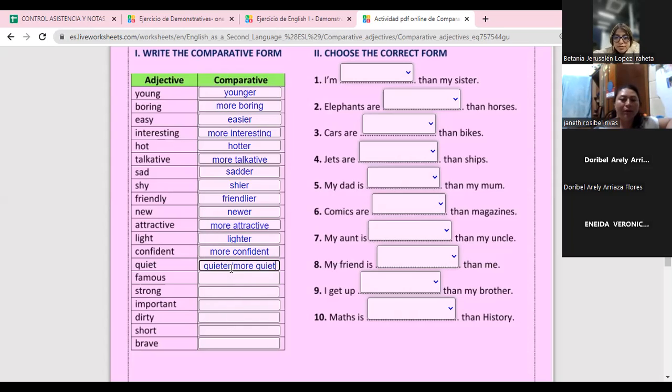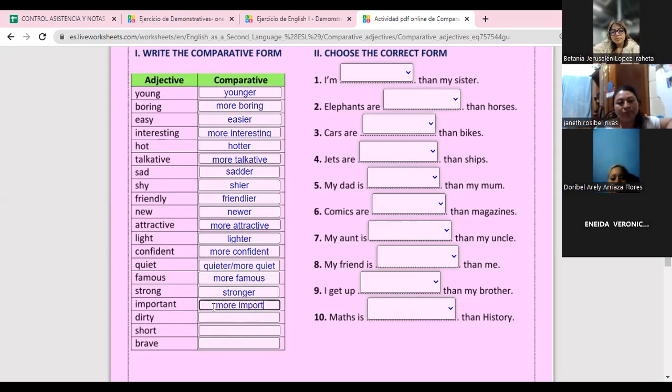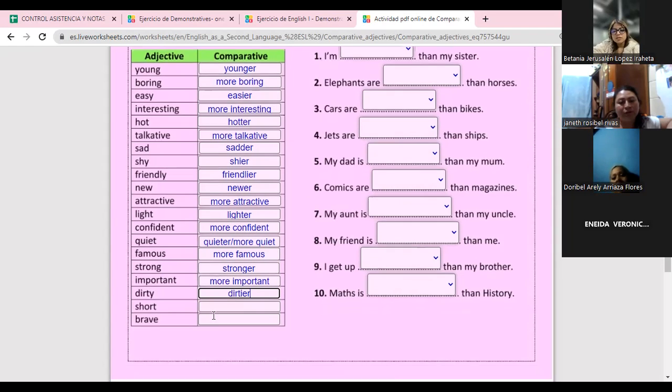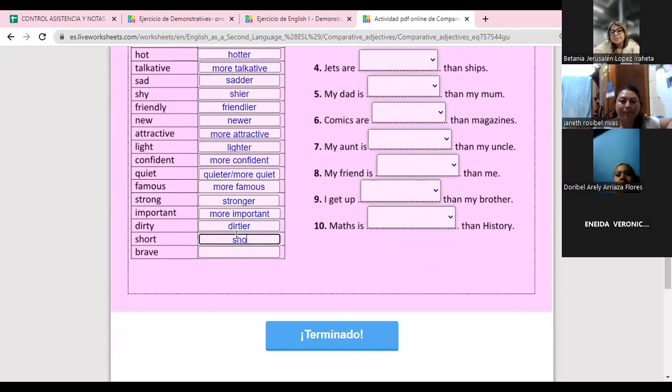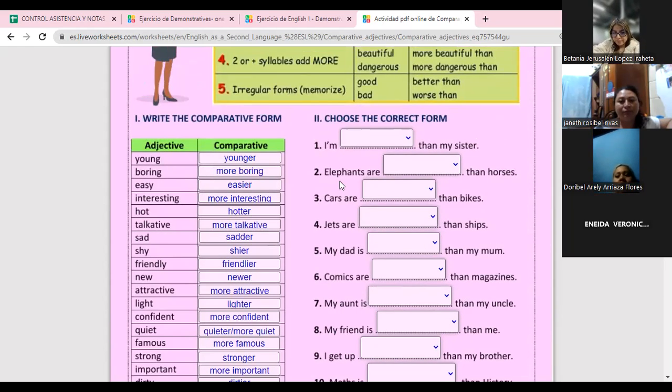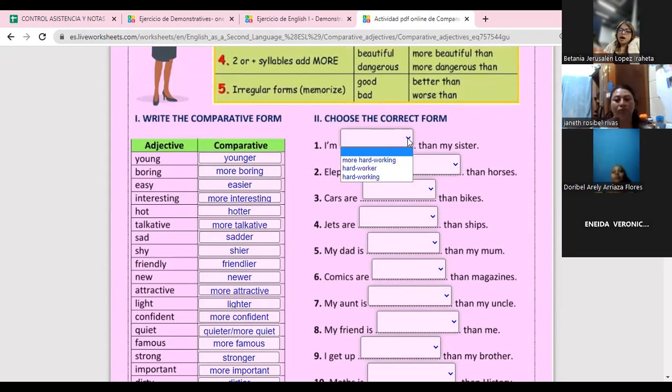More quiet. Both are correct. More famous. Stronger. Yes. Dirtier. Braver. Now let's choose the correct form. More hardworking than my sister. I'm hard worker than my sister, or I'm hard working than my sister? More hardworking. I'm more hardworking.